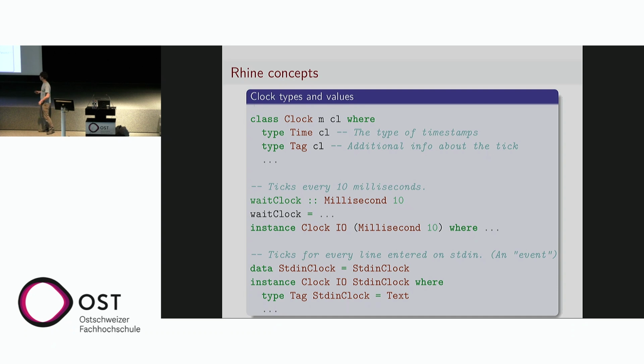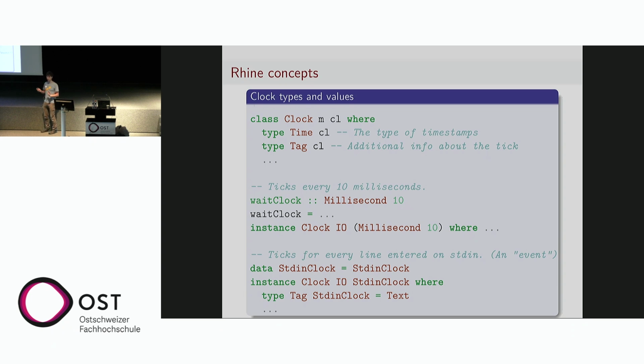And you can have many different kinds of clocks. For example, you might have a clock that has, on the type level, millisecond 10, which says this clock is supposed to tick every 10 milliseconds. It says that on a type level, like this 10 is a type level number. And that only works in I/O because you need to look at the system time. You need to do a thread delay and all these kind of things. So that's why the monad here is I/O.